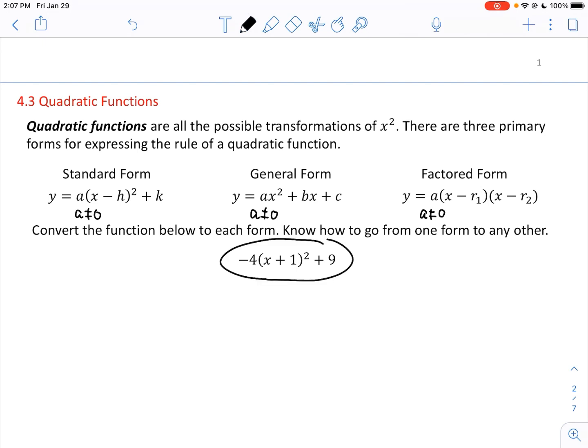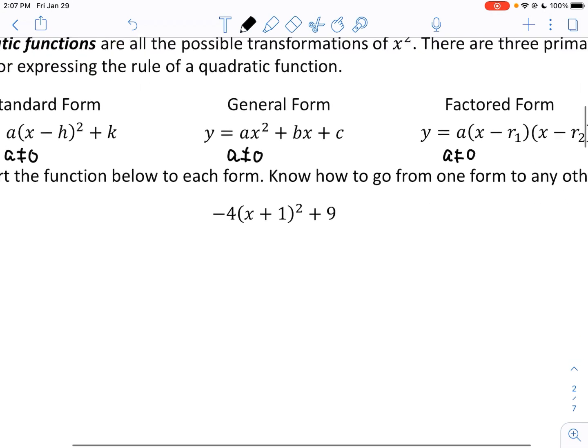We're going to start with quadratic function that's in standard form, the same one we just graphed on the last slide. And we're going to practice getting to general form and then to factored form. And then we're going to practice going backwards. Let's begin by going to general form.